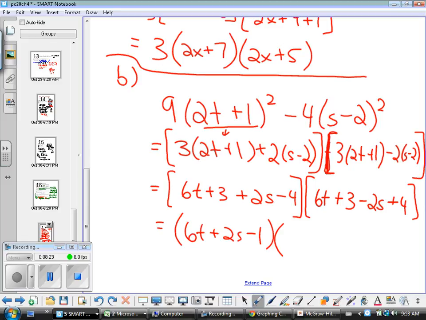And over here, the 3 and the 4 are going to add together. So 6t plus 2s minus 1, and 6t minus 2s plus 7. Those are the two factors. So a little bit of substitution, a little bit of algebra involved, but not a difficult thing to factor if you recognize right away that it's a difference of squares.